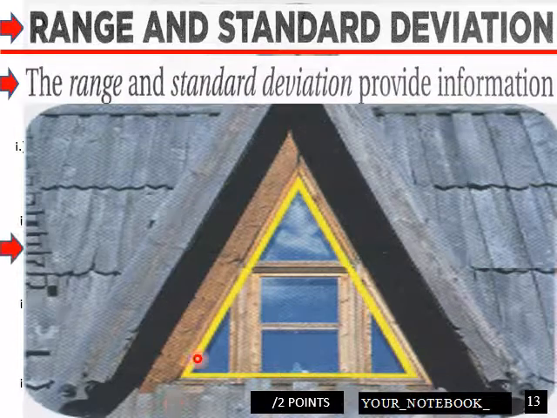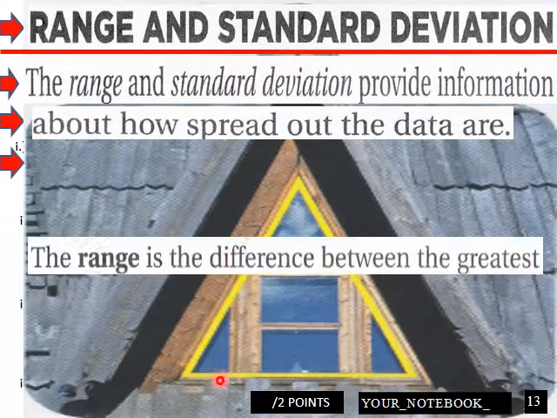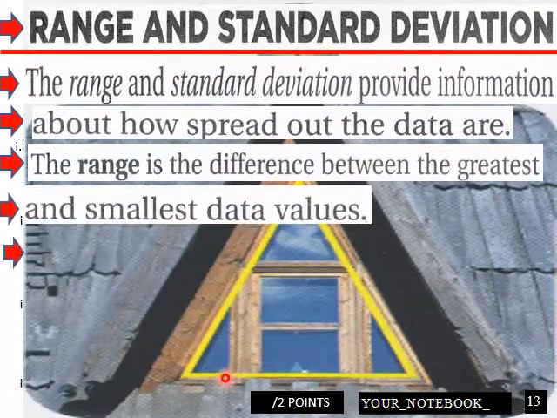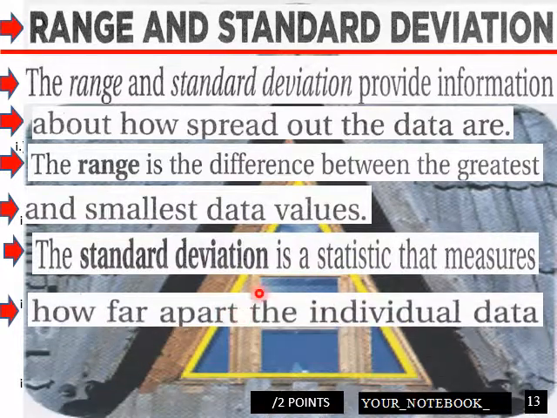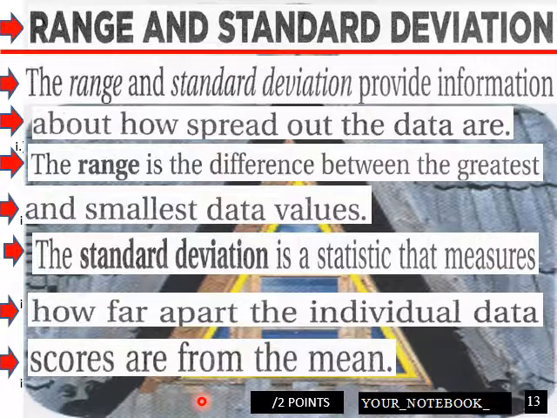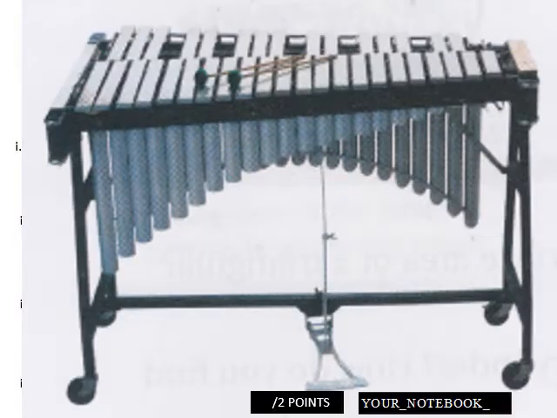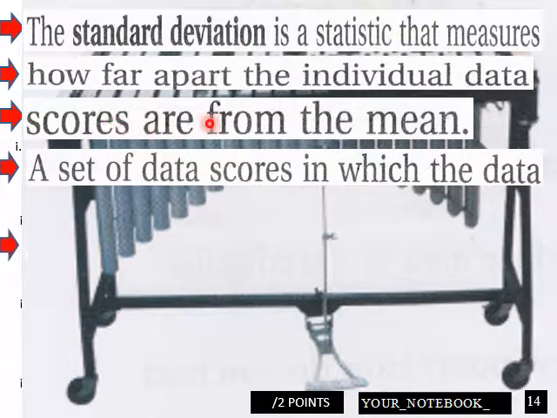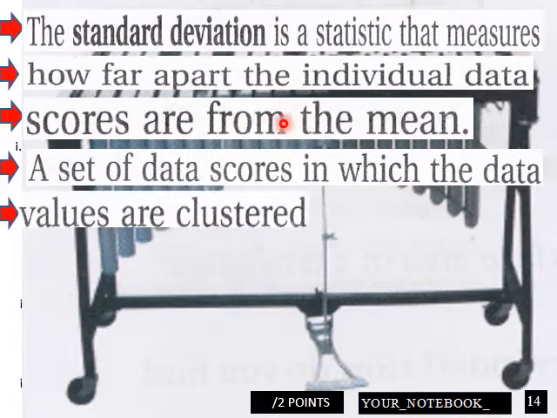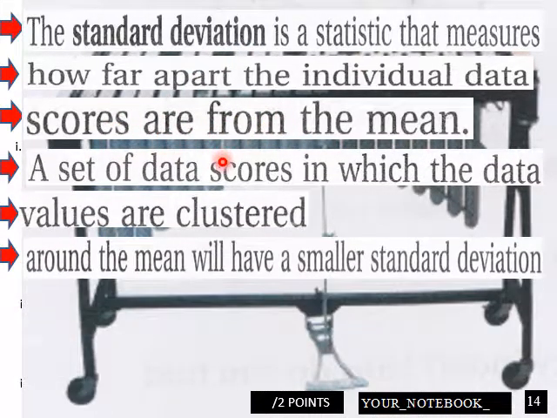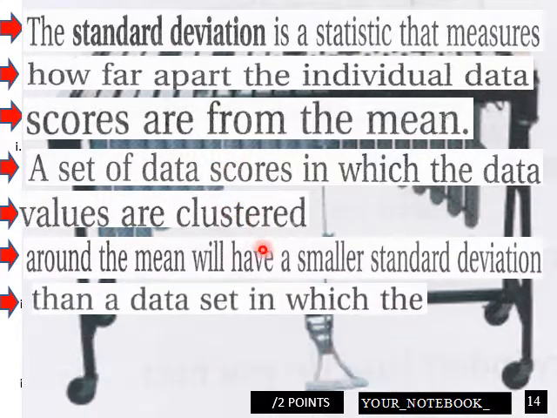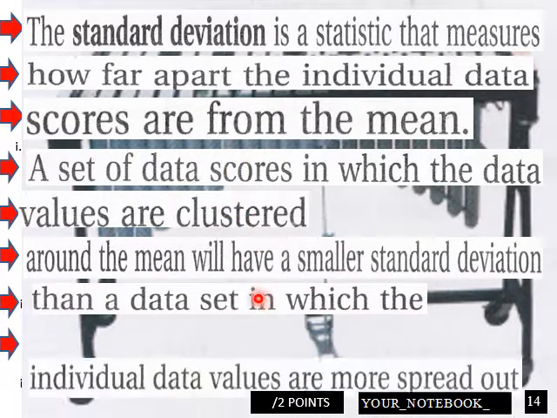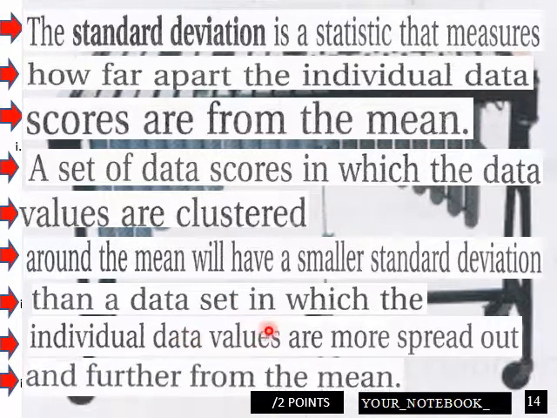Range and standard deviation. Range provides information about how spread out the data is. The range is the difference between the greatest and smallest data values. Standard deviation is a statistic that measures how far apart the individual data scores are from the mean. A set of data scores in which the data values are clustered around the mean will have a smaller standard deviation than a data set in which the individual data values are more spread out from the mean.